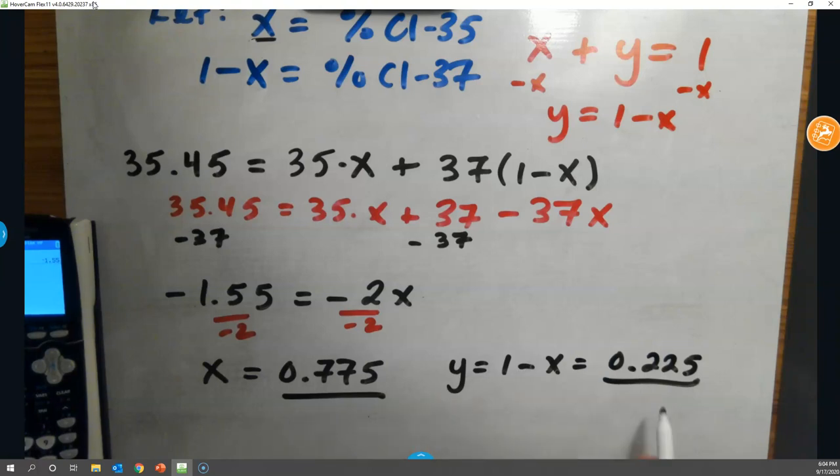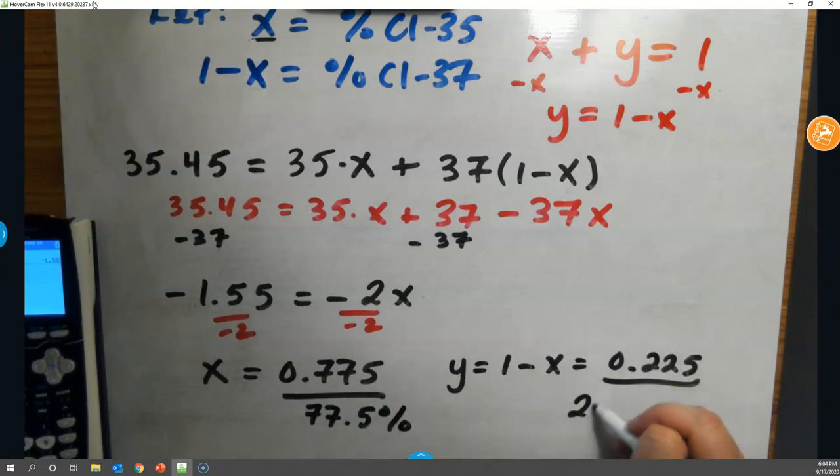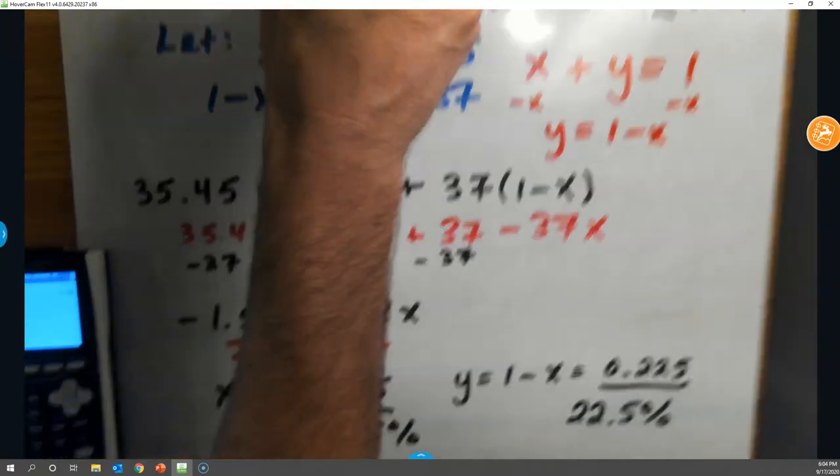Now, these are percentages in decimal form. If you feel more comfortable converting these into percentages, feel free. It would be 77.5% and 22.5%. Okay, so that's our first example.